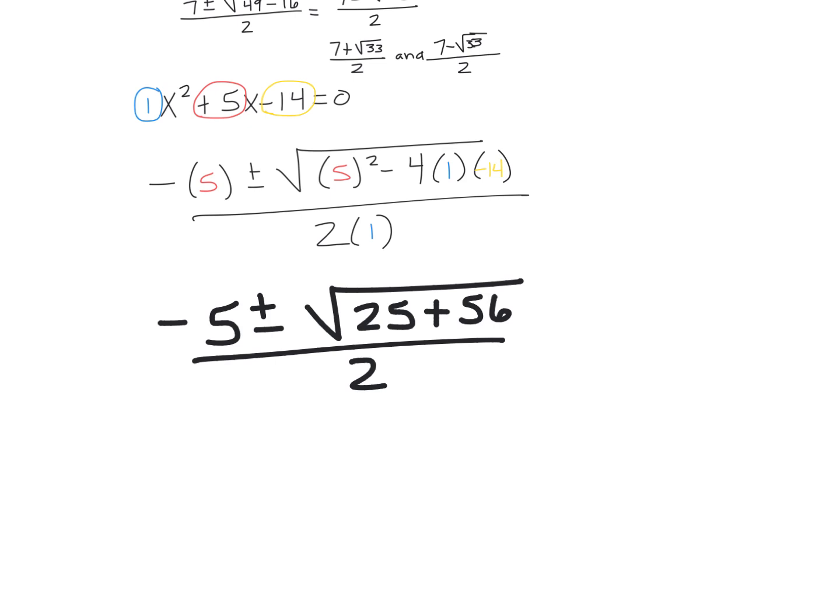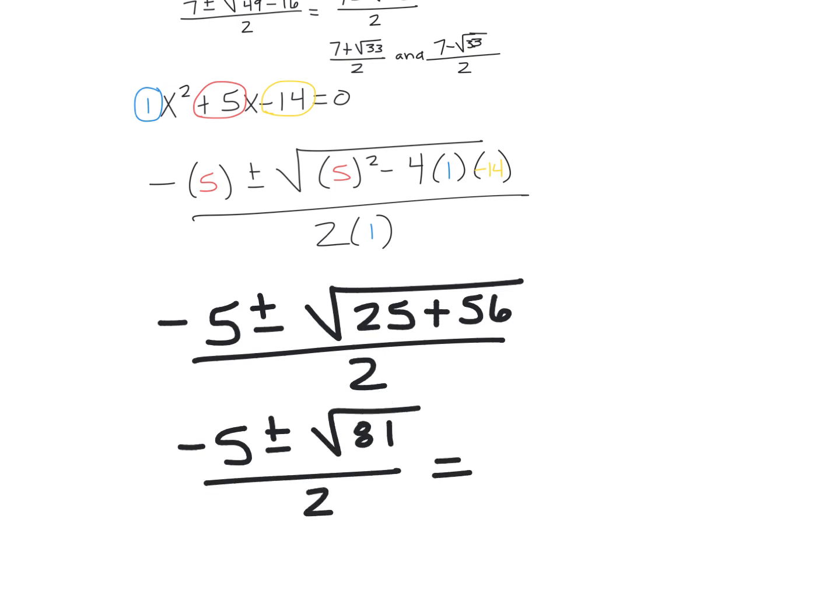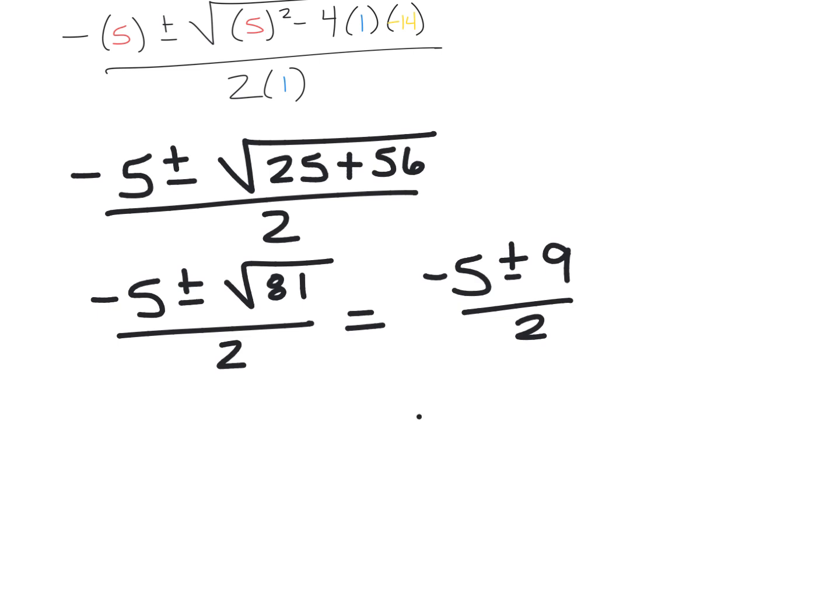56 plus 25 is 81, so minus 5 plus or minus the square root of 81. Oh, we like square root of 81 because that turns into 9. Minus 5 plus or minus 9 over 2. And here's where you'll want to split it out. Minus 5 plus 9 divided by 2. Minus 5 minus 9 divided by 2.